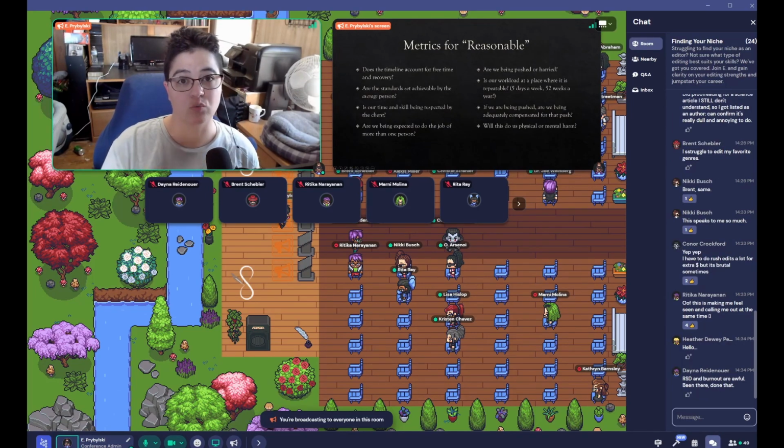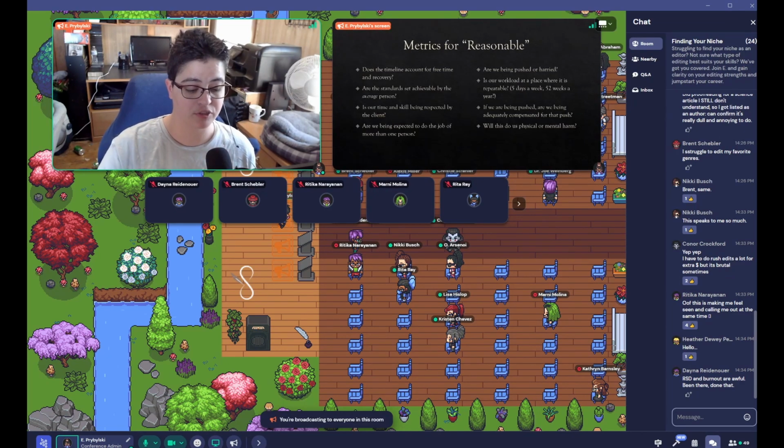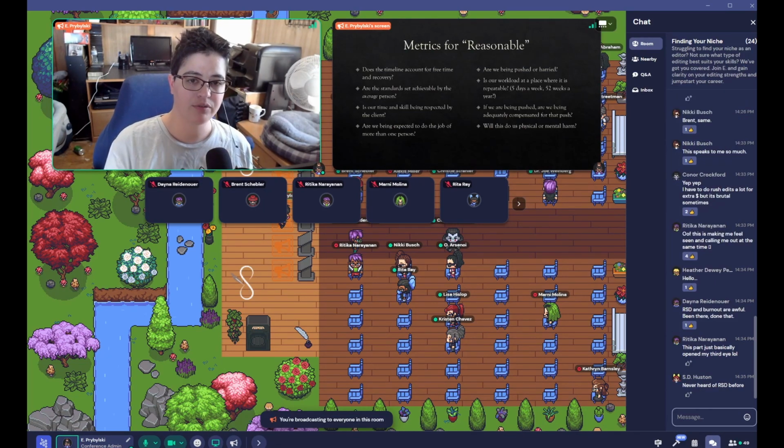So what is reasonable? How do we define reasonable for ourselves? Does this timeline account for free time and recovery? And free time means time not working: you pursuing a special interest, hanging out with your family, going out to dinner with your partner, or whatever it is. Can I do this in this amount of time? Okay, maybe. But does that amount of time mean that I'm sacrificing myself or my family or something that is important to me? There are times when we should push, and I'm going to talk about that one.